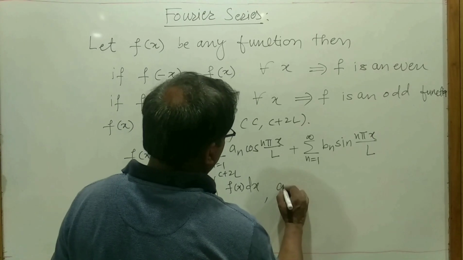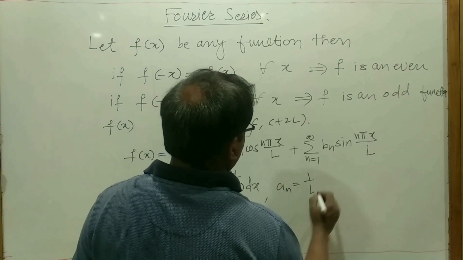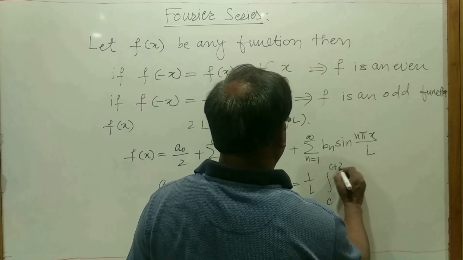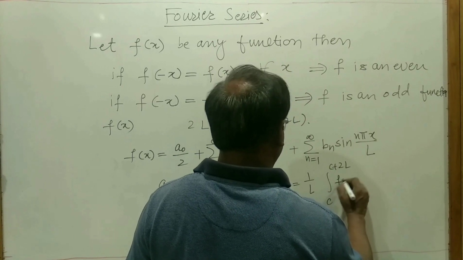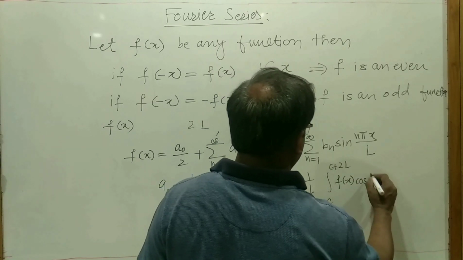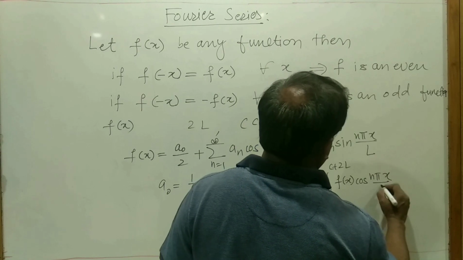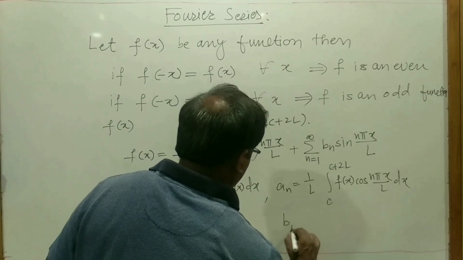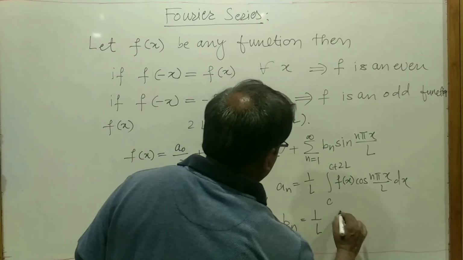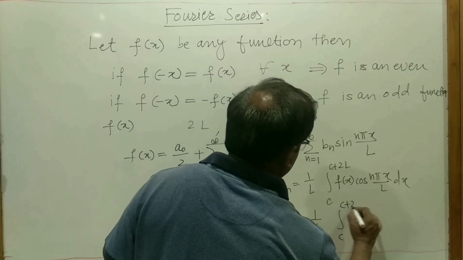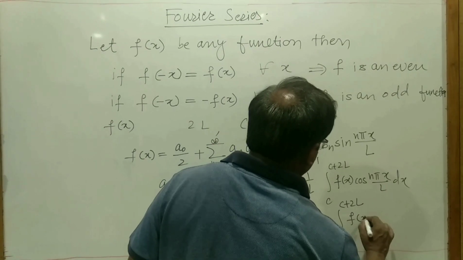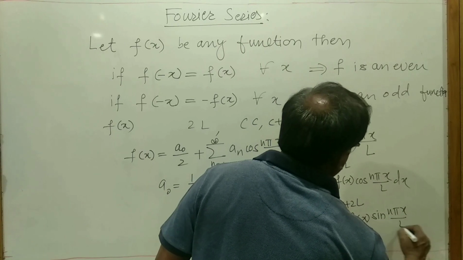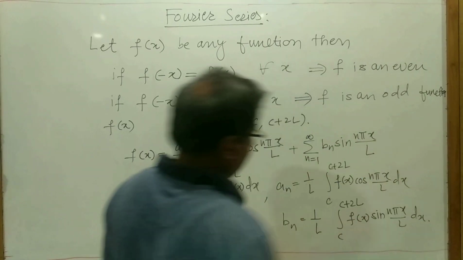An is given by 1 upon L integral c to c plus 2L f of x cos n pi x upon L dx, and bn is given by 1 upon L integral c to c plus 2L f of x sin n pi x upon L dx.